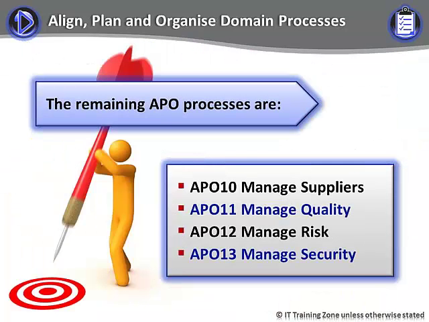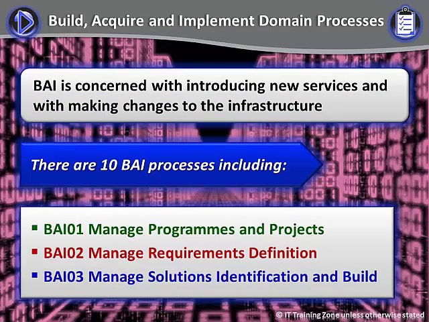The remaining 4 APO processes are APO10 Manage Suppliers. APO11 Manage Quality. Define and communicate quality requirements in all processes, procedures, and the related enterprise outcomes, including controls, ongoing monitoring, and the use of proven practices and standards in continuous improvement and efficiency efforts. APO12 Manage Risk. APO13 Manage Security. Okay, so that's the APO processes done.